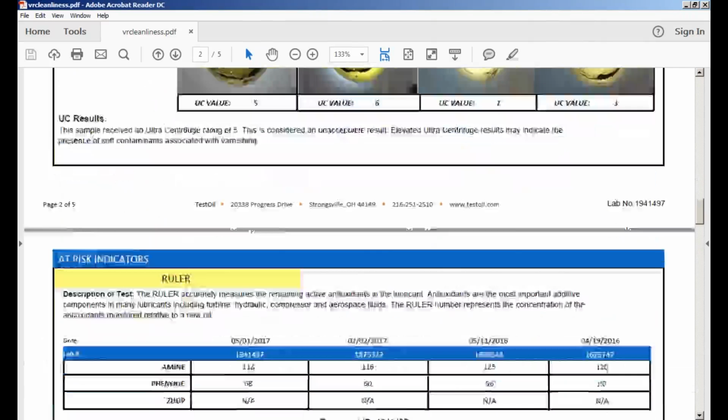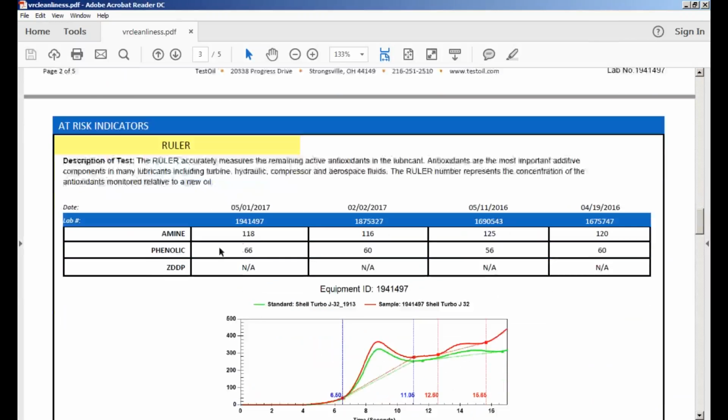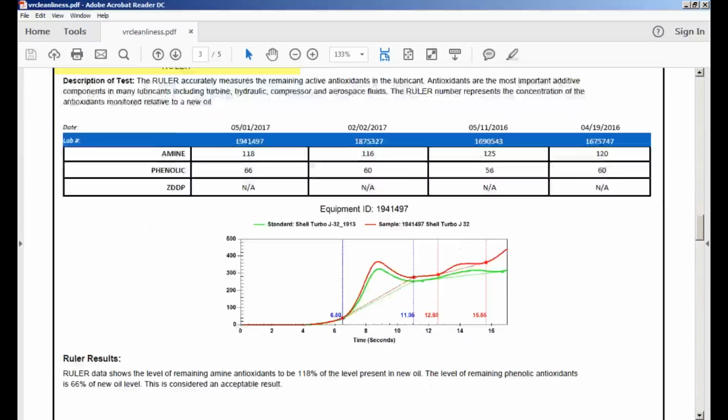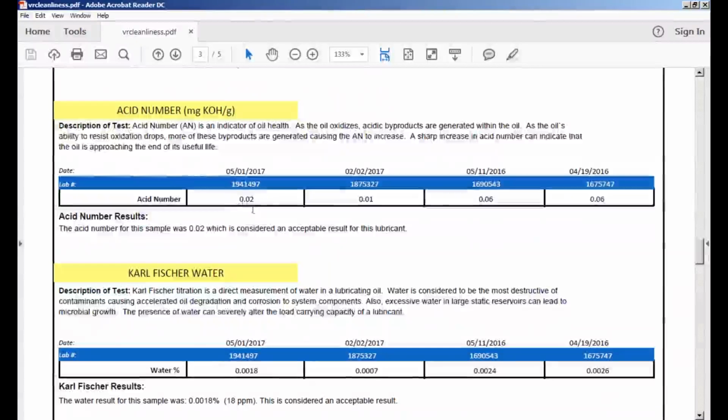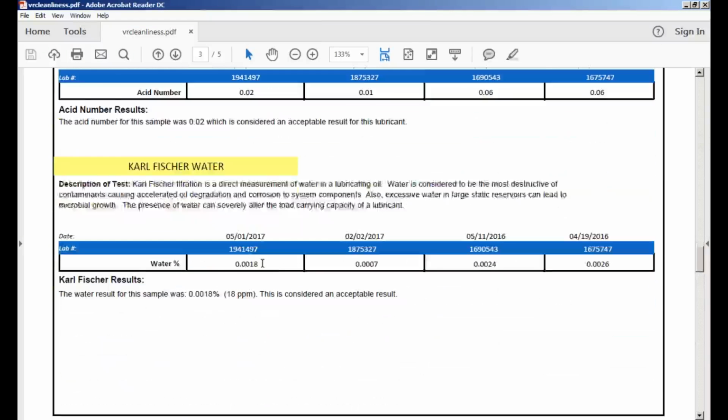Let's just take a look at the rest of the report. All right, here are our antioxidants. Those look pretty good, 118, 66%. So the antioxidant level looks great. Acid number is 0.02, so we don't have an oil degradation issue. That's good. It's dry.